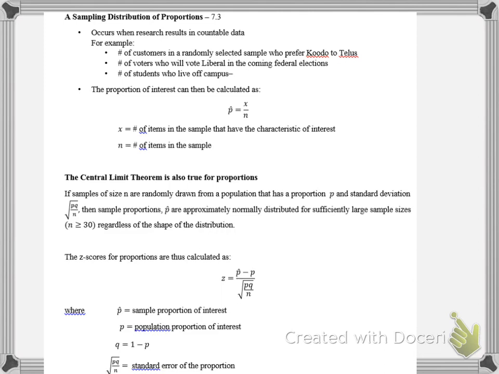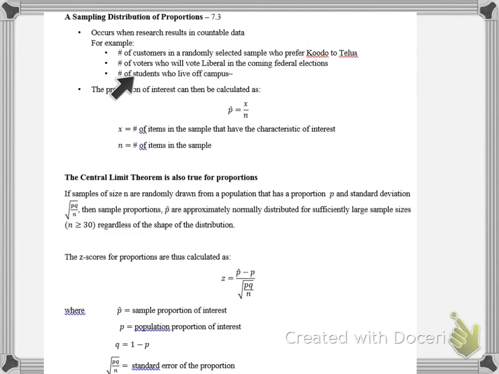For example, if you are talking about the number of items satisfying a particular preset condition, like the number of customers in a randomly selected sample who prefer to use Koodo or Bell, the proportion is what we're looking at. But we're looking at that proportion for the population of all customers.